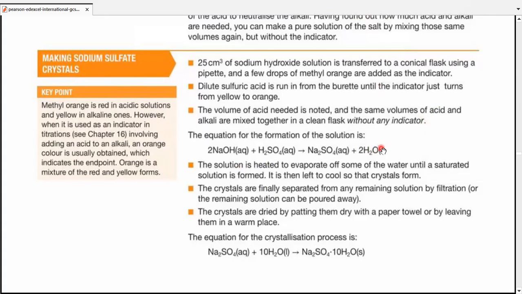This would be the reaction. We simply have the pure salt and water. The solution is heated to evaporate some of the water, again to form a saturated solution. As soon as you see the crystals, you can separate them by filtration or pour away the remaining solution. The crystals are dried by patting them dry with a paper towel or leaving them in a warm place. And that's how we get our hydrated sodium sulfate salt. So the last part of this experiment after the titration is pretty much the same as the previous one, because you crystallize them and you dry them.